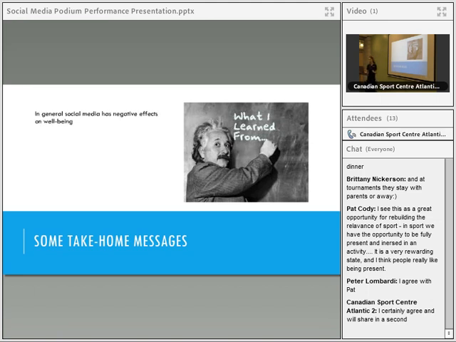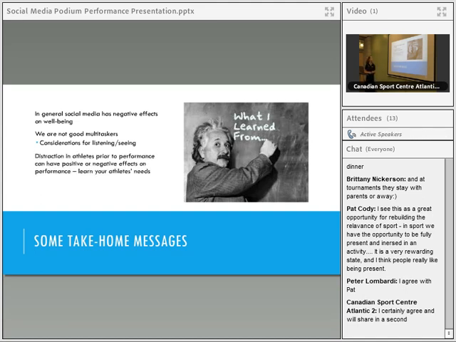Awesome. So just some take-home messages from today. In general, social media has negative effects on psychological well-being. We are not good multitaskers. We suck. So use those considerations for your ability to listen and see, and use your other senses and be present. Distraction in athletes prior to performance can have positive or negative effects, which I found very, very interesting as far as the psychological component goes. But learn your athlete's needs. And once again, that's hard sometimes for coaches to find each need of each athlete. But keep that in consideration.